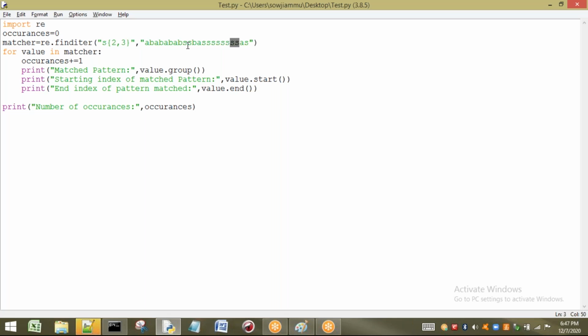So that I can match it. There is no problem. The meaning of this one is search for S, where 2 continuous S's are there or 3 are there. So if 3 are there, it will consider 3. If only 2 are there, it will consider 2. There is no problem. Okay.